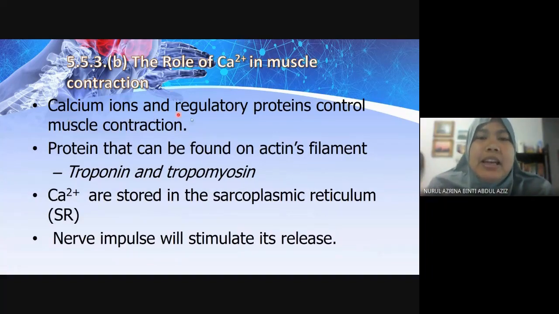Calcium ion and the regulatory protein control the muscle contraction. Okay, remember the regulatory protein tadi. Regulatory protein tadi dekat siapa? Actin ke myosin?